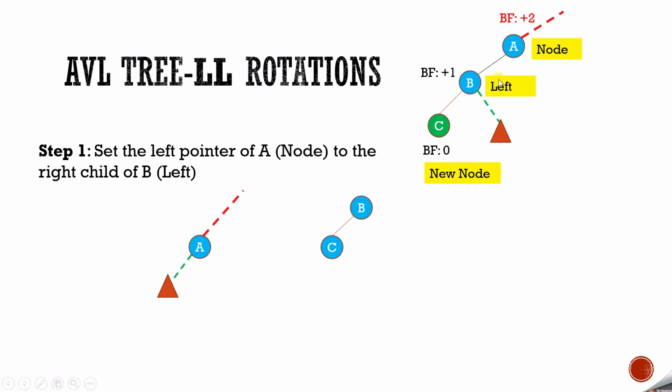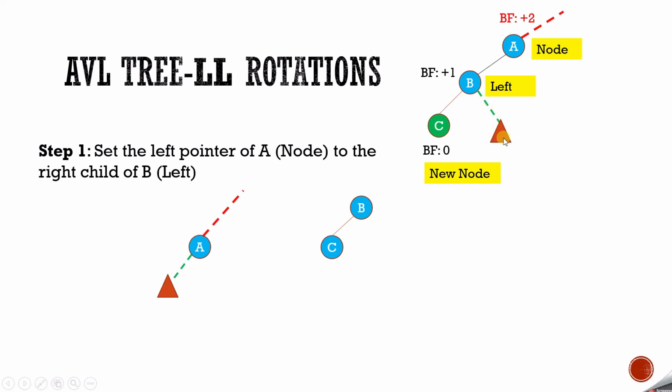B may have any number of subtrees. It may be null, or it may have a tree. We will not concentrate on that. We'll assume that particular tree is already balanced. I'm showing it using a triangle. It means B has some subtree attached with it, and it is balanced. So what is the first step? The step is that A is going to start pointing to the node where B was initially pointing.